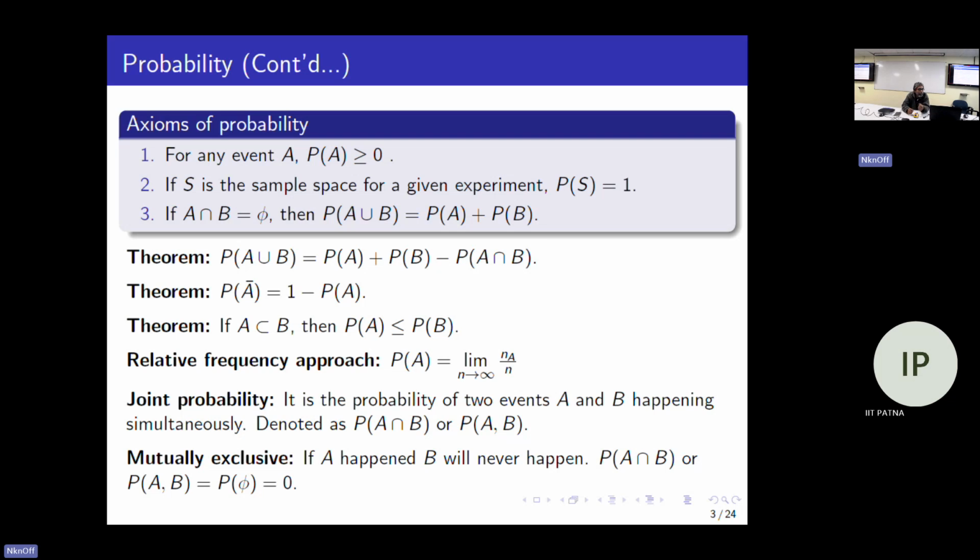Mutually exclusive, as I told you, means the probability of A intersection B, or probability of A comma B, which is a simultaneous event, will never occur. So it is a null set, and the probability of the null set is 0. Right?